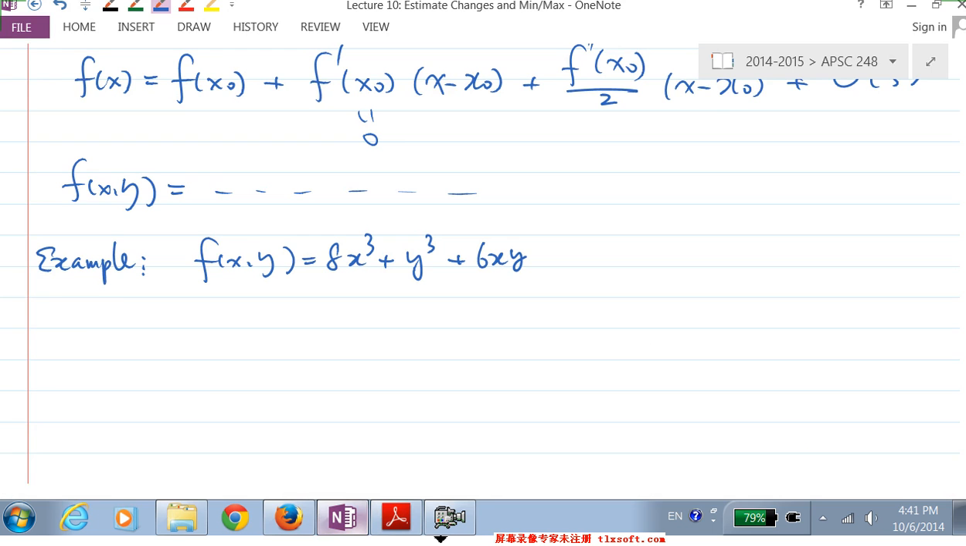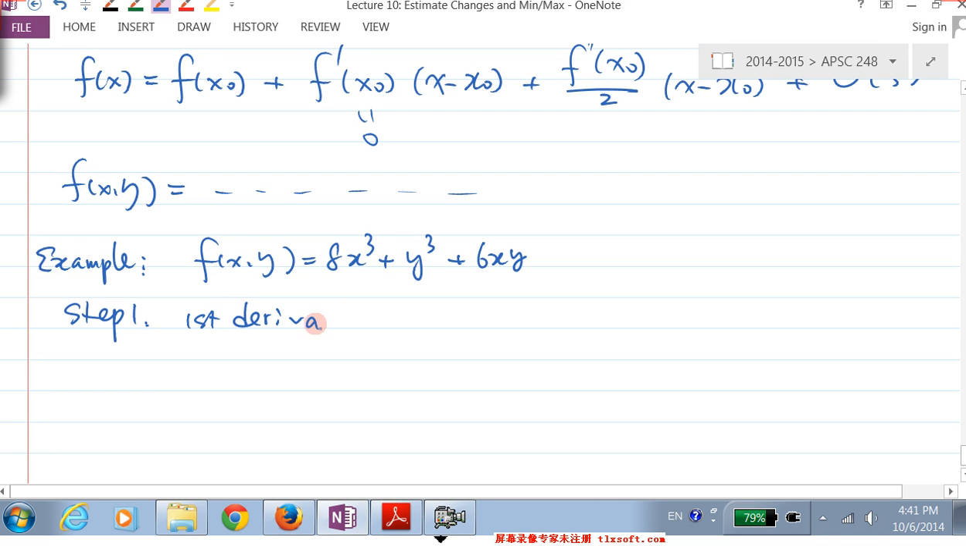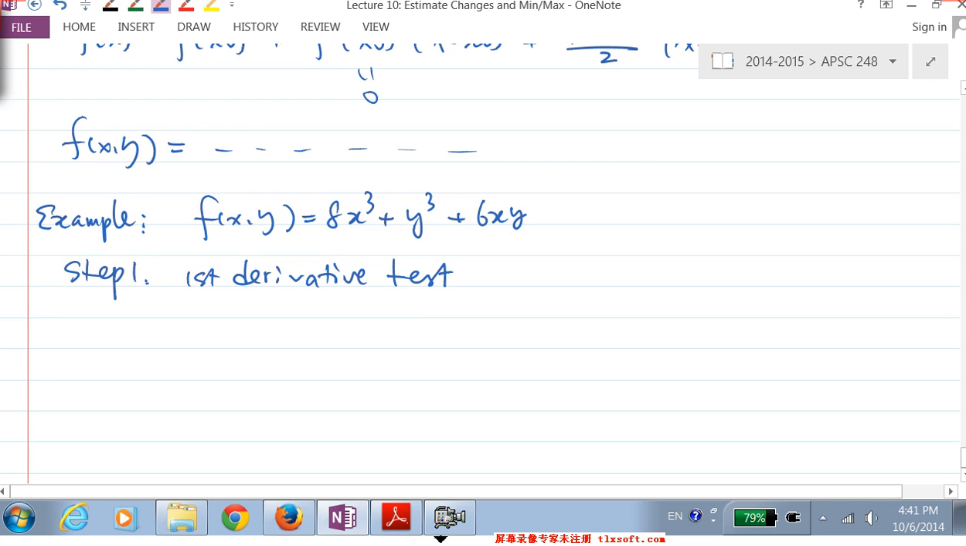So step number 1: first derivative test. What is the objective? What is the purpose of doing the first derivative test? That's right, try to find the critical points, right? Try to find a point where the first derivative is 0.